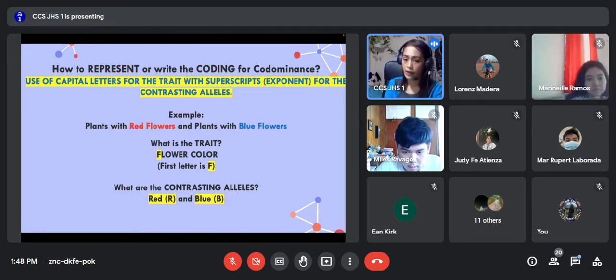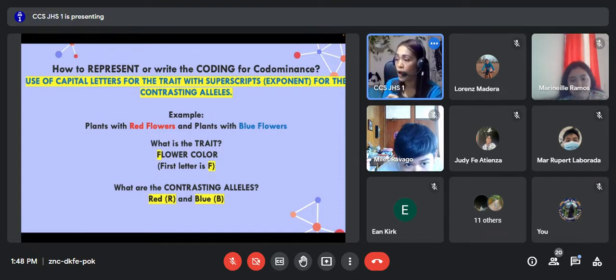Now, how do we put that together? Take note, the trait will be your base. Imagine it like a mathematical equation, where you have a base, and then beside that, you have the exponent or the superscript. So your base, or your numerical coefficient, is your trait. In this case, it's letter F. While your contrasting alleles will act as your exponent. So your options are either R or B.